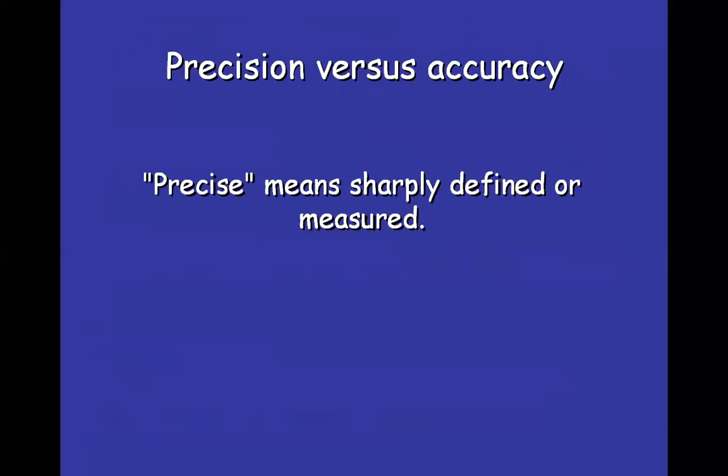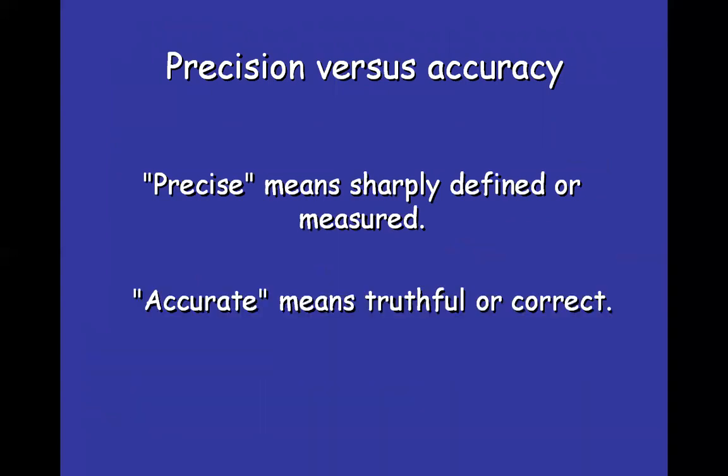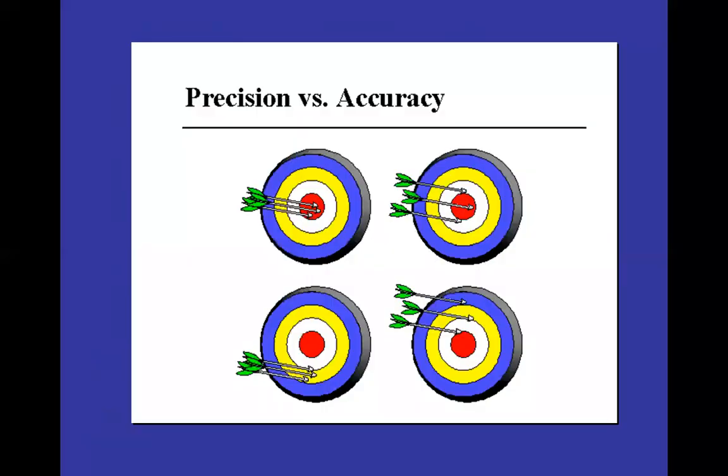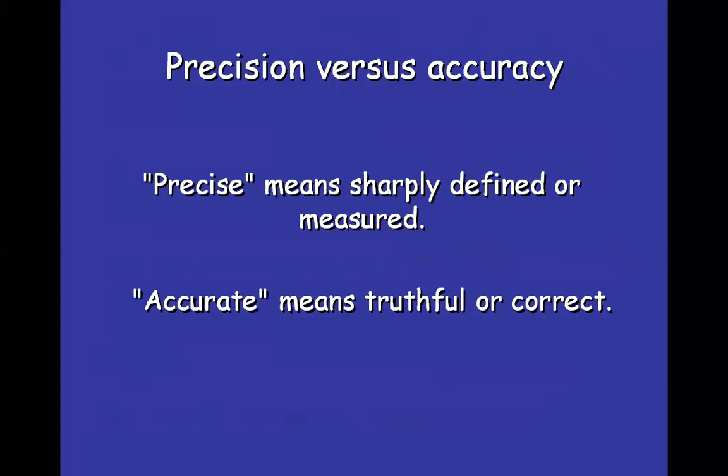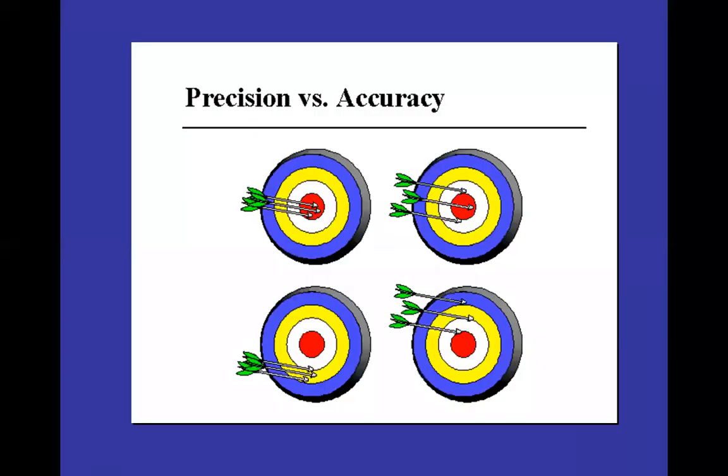Now, what is precision versus accuracy? Precise means sharply defined or measured. Accurate means truthful or correct. So what really is precise? Precise is sharply defined or measured. Accurate means truthful or correct. So, precision versus accuracy. What really is precision?